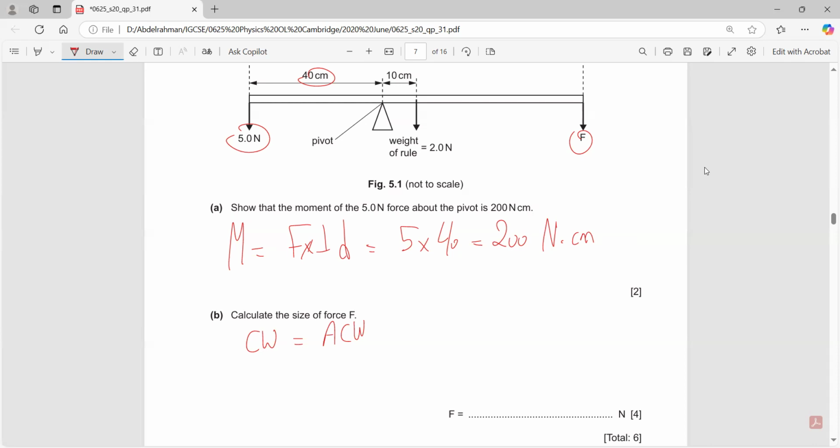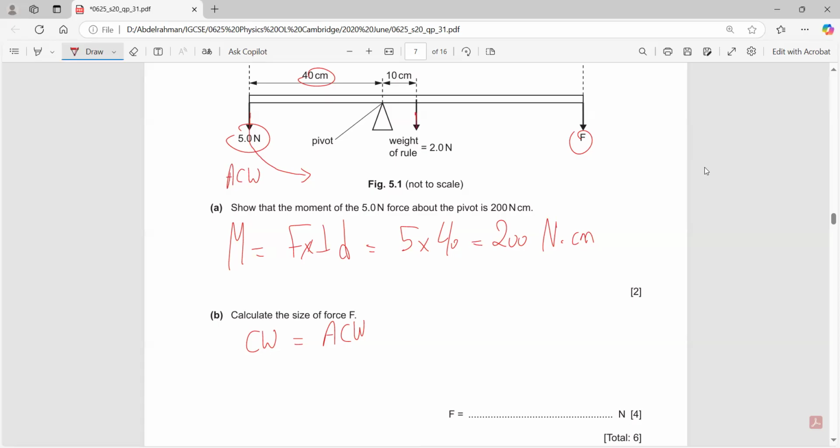So how can you differentiate between clockwise and anti-clockwise? All you need to do is take the force and draw an arrow, with the direction of the force, to the pivot. This arrow is directed downwards, so I'll draw an arrow to the pivot. Is this clockwise or anti-clockwise? This is anti-clockwise.